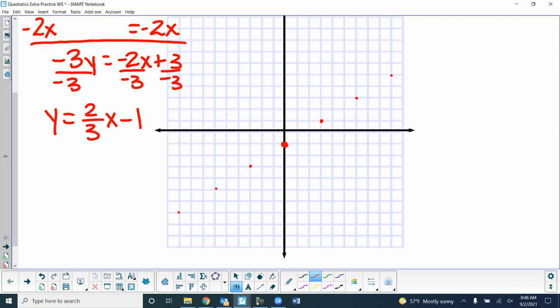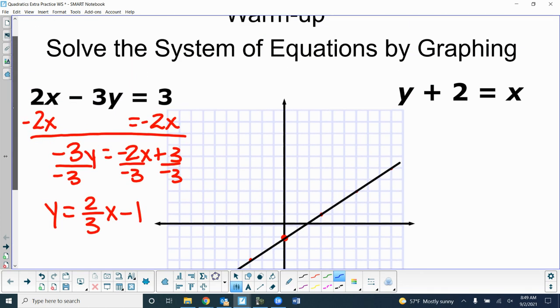So when you do this method, you need to use a straight edge, like a ruler or something, so that your lines are straight. Because we're looking to see where the two lines intersect, right? So you got to try to be as accurate as possible. Okay, so there's that one. Let's graph the other one.